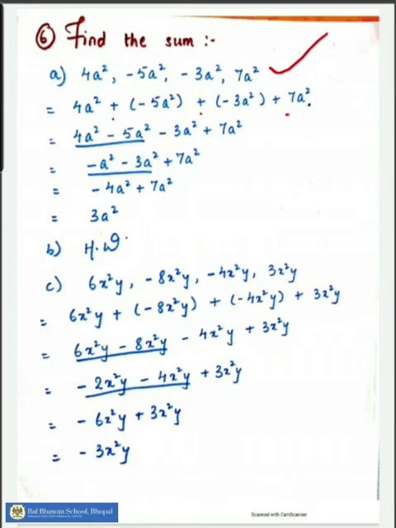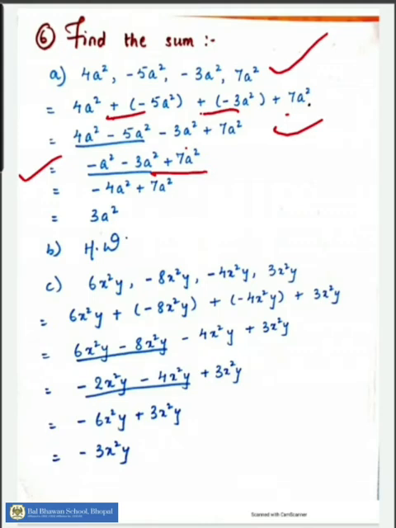Similarly, minus 3a square in the bracket. Now, 4a square minus 5a square, because plus minus is minus. Plus minus is minus, over here it will be 3a square plus 7a square. Now, 5 minus 4 will give me 1, but with a negative sign because 5 is the bigger number over here. Similarly, 7 minus 3, a square, a square. So, I am going to use these two numbers.